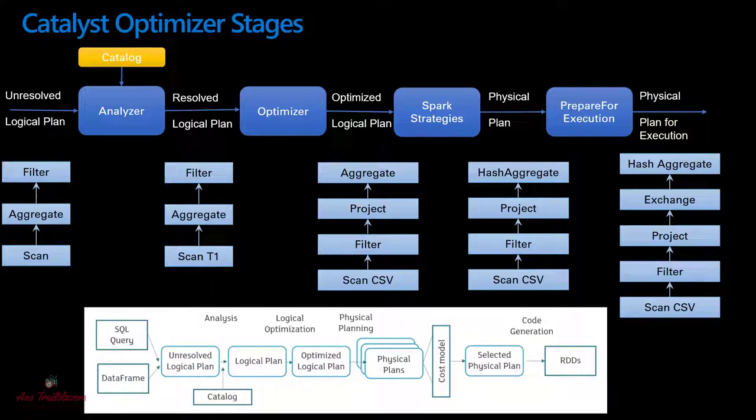This is another way to look at the Catalyst Optimizer. So there are four distinct stages. It starts with analysis. It goes through the logical optimization. It does the physical planning and physical optimization and generates the physical plan based on the cost model that it uses. And then finally, for the selected physical plan, whatever comes out from this Catalyst Optimizer, the equivalent RDD code is generated, and that optimized RDD code gets executed, which gives you the most efficient and most performant execution of your query.